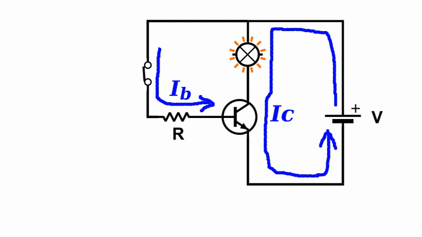The base current IB is controlled by the base resistor R. We will now learn how to calculate R so that the transistor enters saturation. First, calculate the base current.